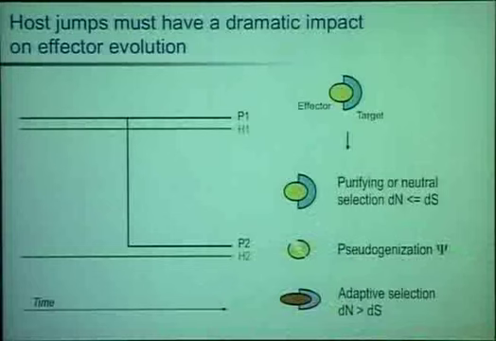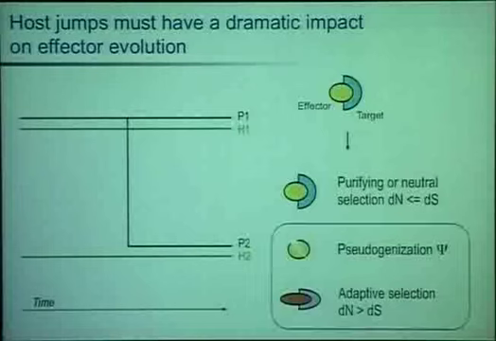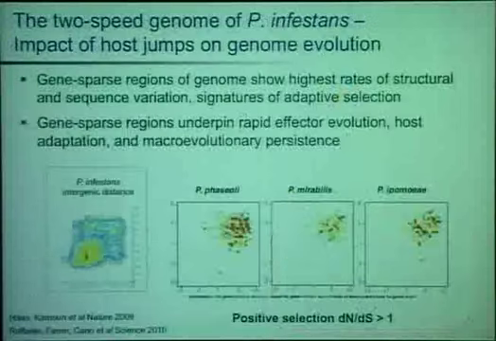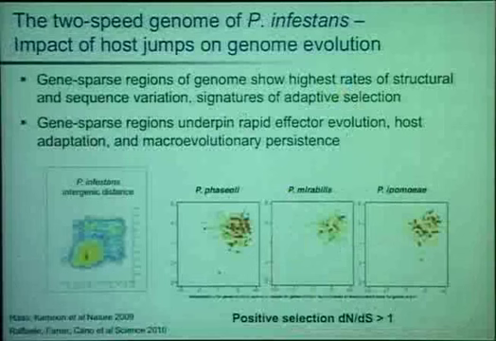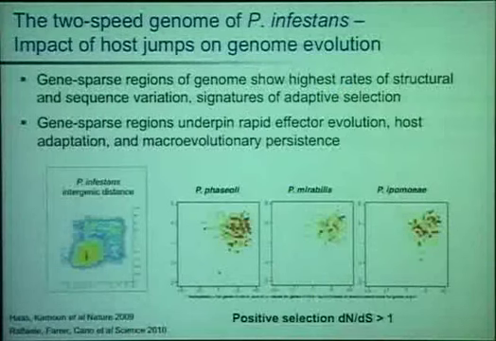And indeed, when we sequenced the genomes of this clade of closely related species, we discovered that there's clearly an excess of pseudogenized genes and genes with evidence of positive selection among the effectors, much more so than in the remainder of the genome. So really to summarize this work, what we think we have now is a two-speed genome, essentially, which is what we like to call it. Gene-sparse regions of the genome show high rates of structure and sequence variation, with signatures of adaptive selection.